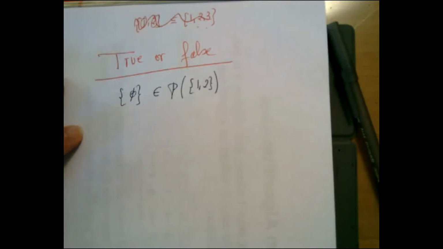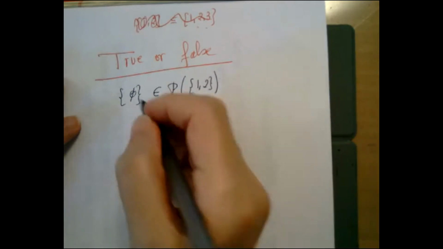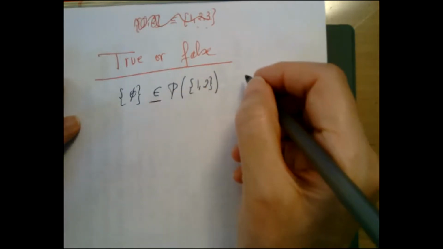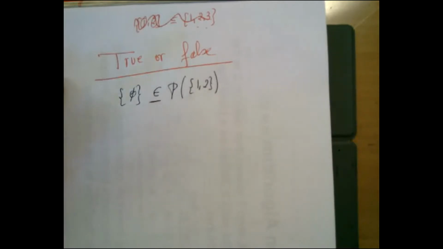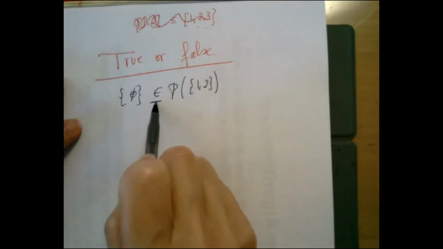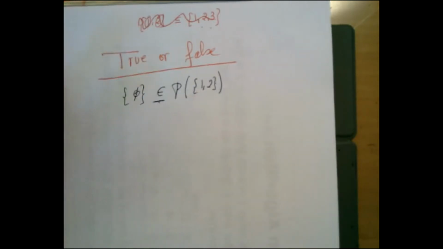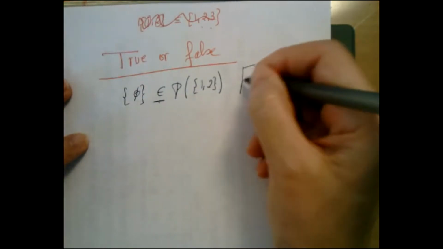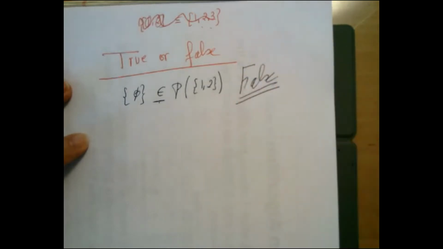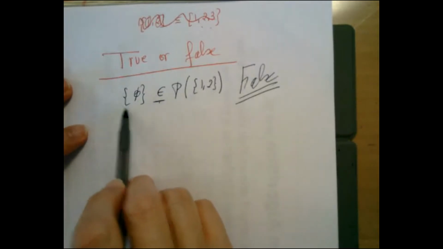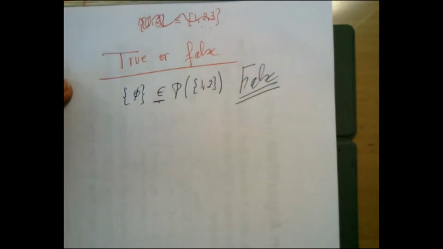Okay, I would like to pick somebody. Emily. Would it be true? Wait, yes. It would be false. Absolutely, that's false because the set that consists of the empty set is not an element. The empty set itself is, but not the set that consists of the empty set.